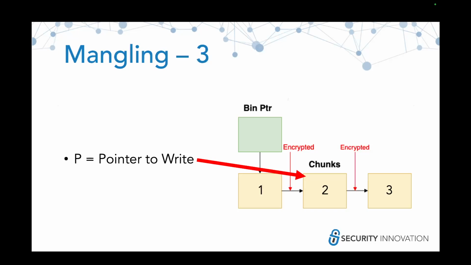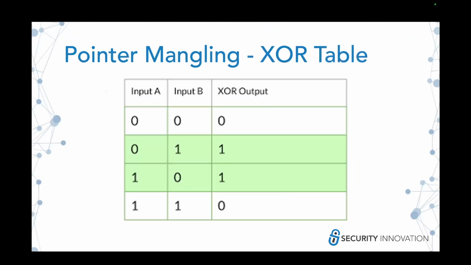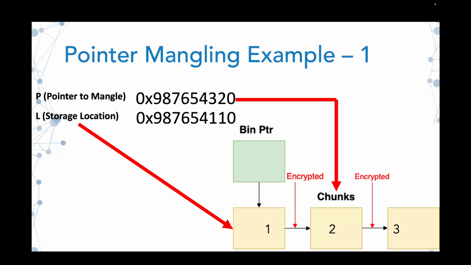And this chunk 2 is the pointer to write. So again, chunk 1 is going to store the pointer to chunk 2. We're going to XOR this together after we shift the address of chunk 1. Cool, so practically, let's go through the numbers.